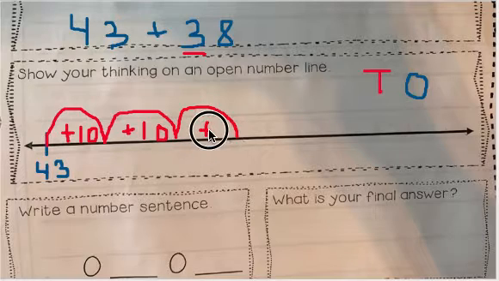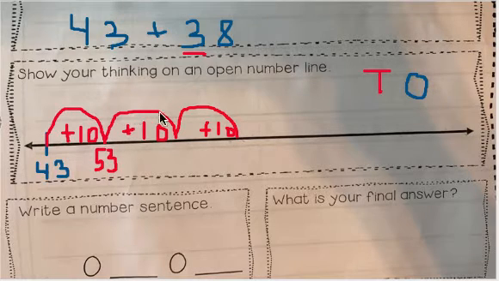And after I write plus 10 in each hump, I have to count up by tens. So 10 more than 43 is 53. And I'm going to write that at the end of that first hump, not in the middle. Then 10 more than 53 is 63. And 10 more than 63 is 73.